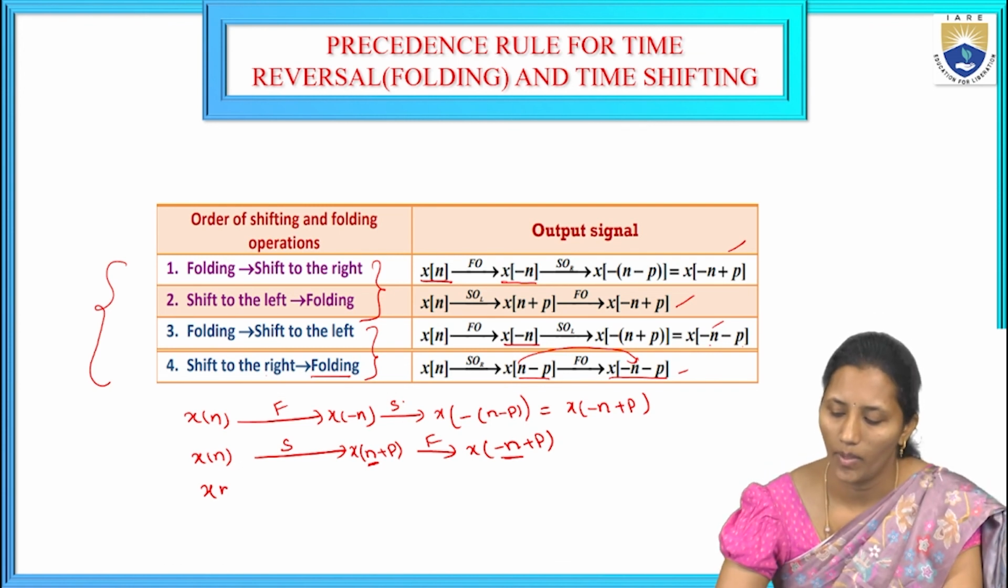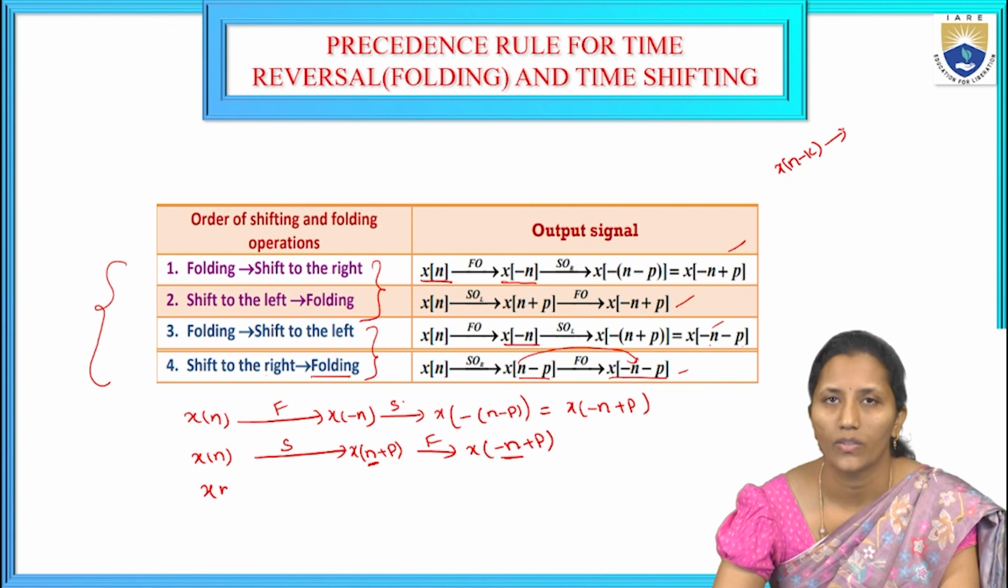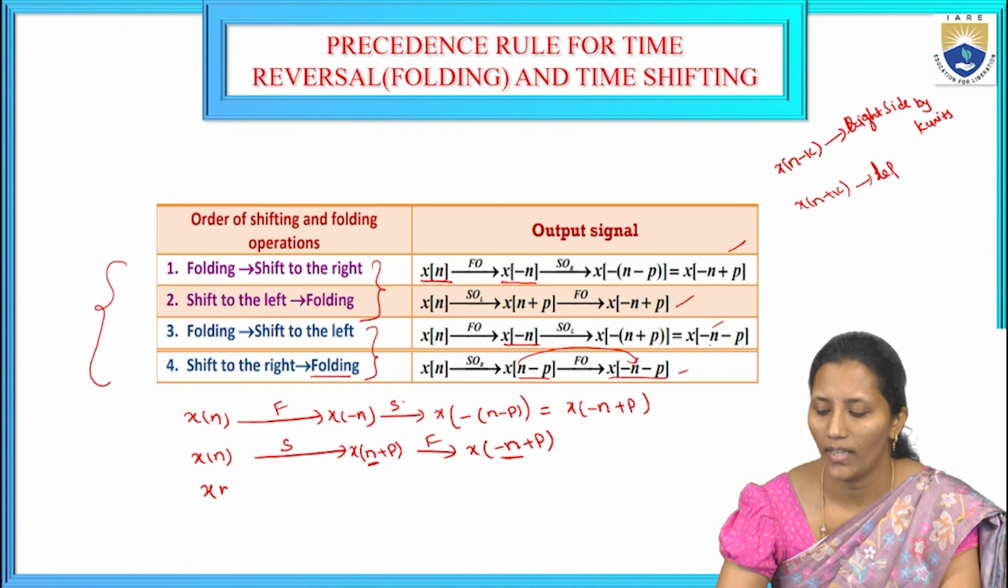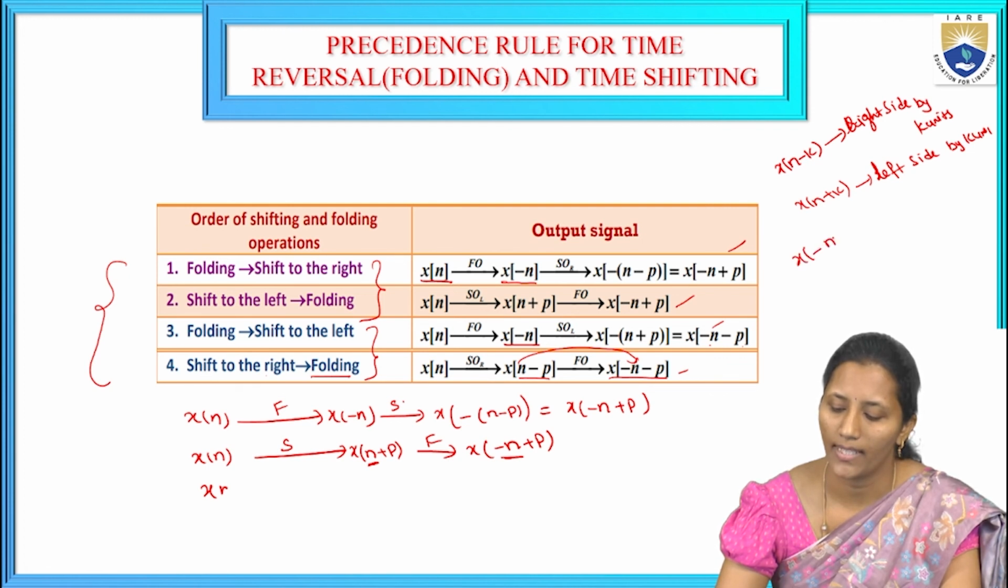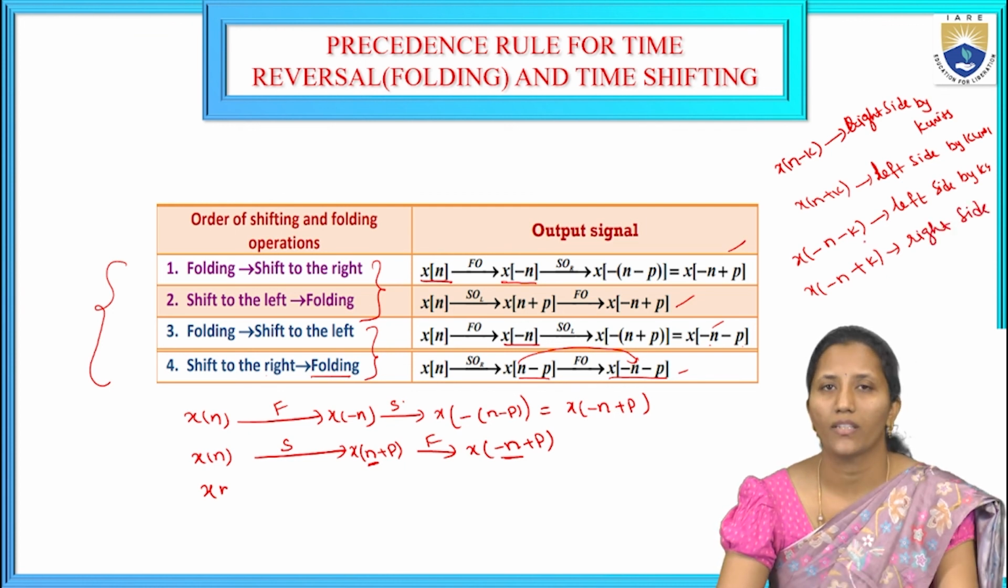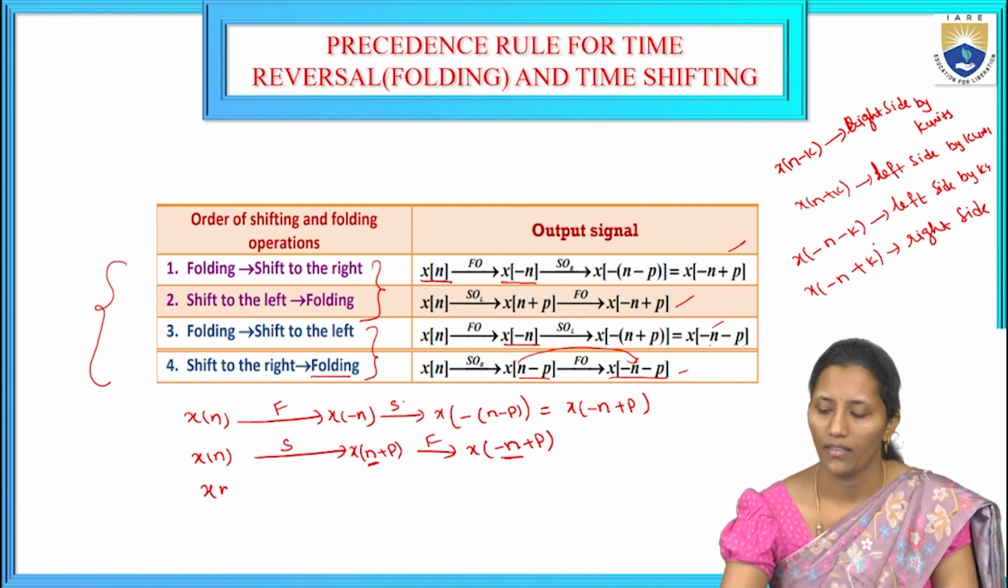So here, just remember, for x of n minus k, the original signal will be shifted to the right side by k time units. For x of n plus k, it will be shifted to the left side by k units. For x of minus n, you will get the reversal of the signal. For x of minus n minus k, you have to shift the signal to the left side by k units. For x of minus n plus k, we should shift the signal to the right side. If you remember these four operations, it will be very easy to do the problems.